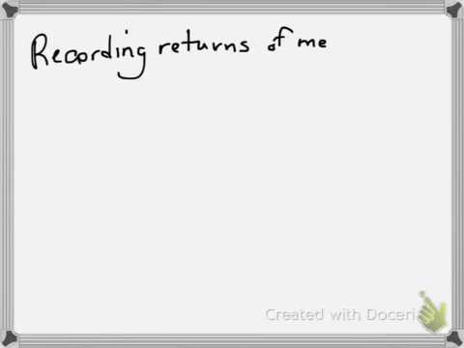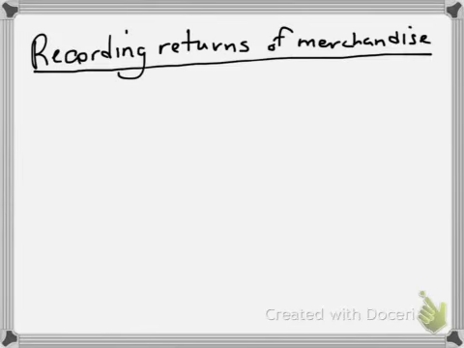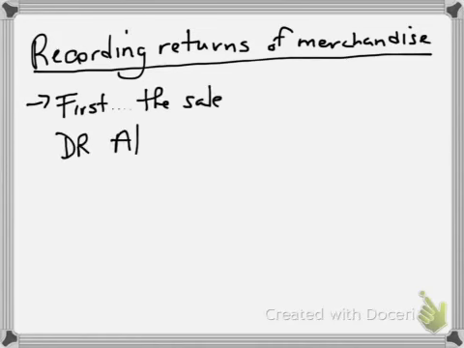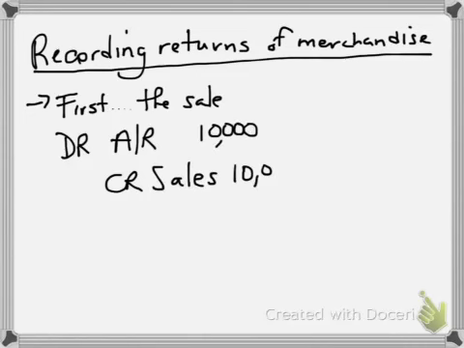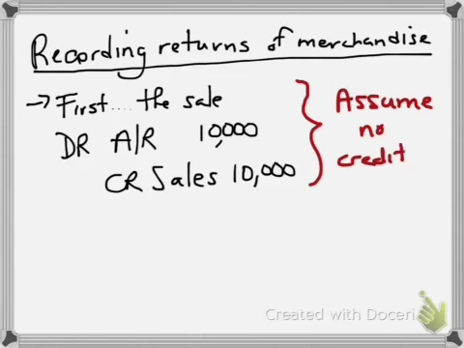All right, let's record a return of merchandise by our customer. So we're going to be recording a sales return. In order to do that, let's first start with a sales transaction. So let's assume we sold $10,000 of merchandise on account: debit accounts receivable, credit sales, $10,000 each. And to keep it simple, we're just going to assume at first no credit terms.